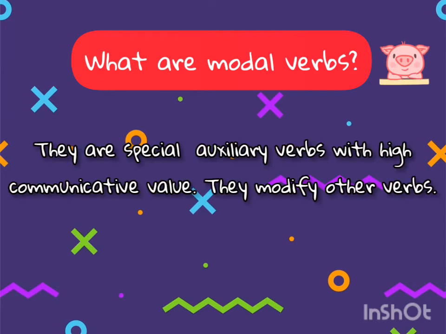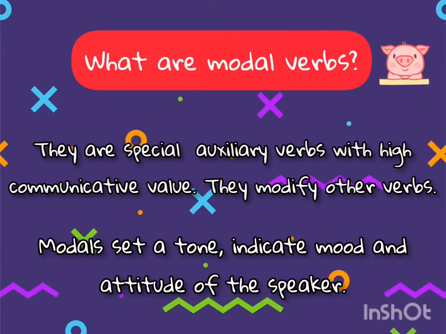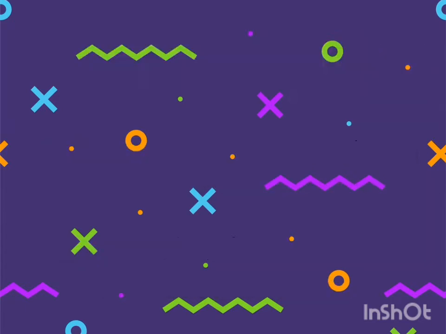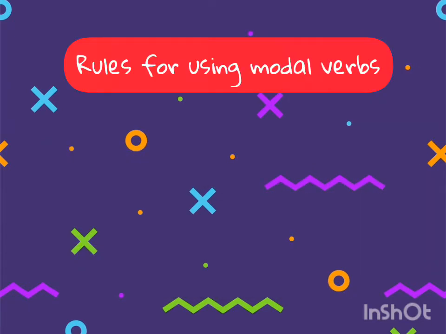Modal verbs are special auxiliary verbs with a great variety of communicative functions. That is to say, modals provide further information about the main verb that follows them, and in addition, they set a tone for the whole sentence. They indicate mood and also attitude of the speaker. Modal verbs behave irregularly. There are certain rules that you must be aware of and that will be explained now.